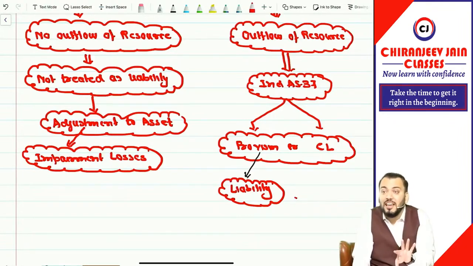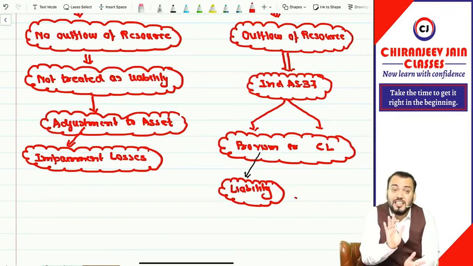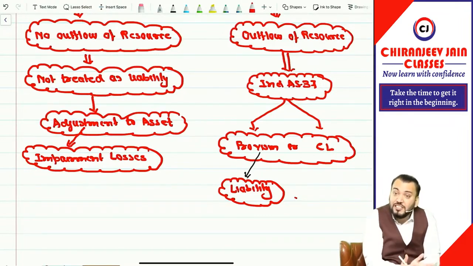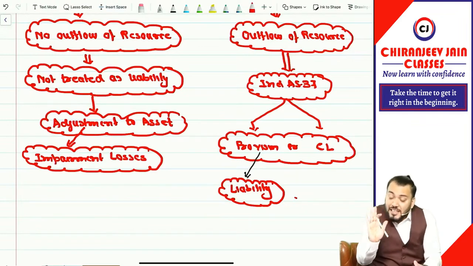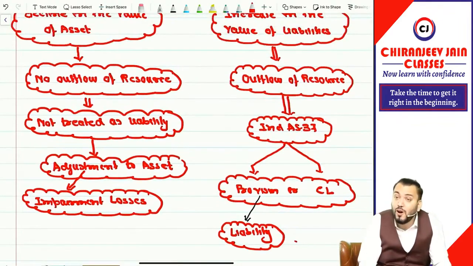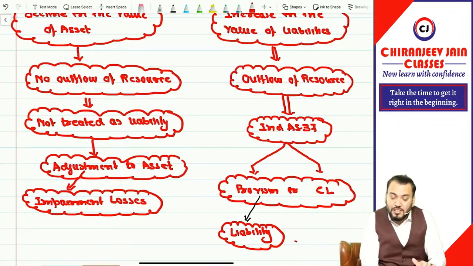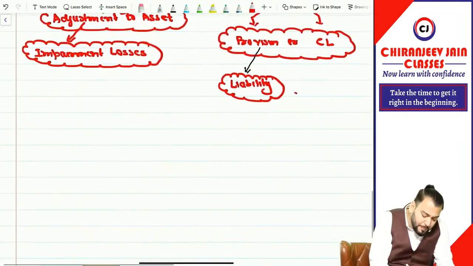But as per which AS or Ind AS? Can you say to such losses AS 29 or Ind AS 37 is not applicable? So we are not discussing this under Ind AS 37. Ind AS 37 only deals with outflow of resource. Are you able to understand? Means let me come to this impairment losses.